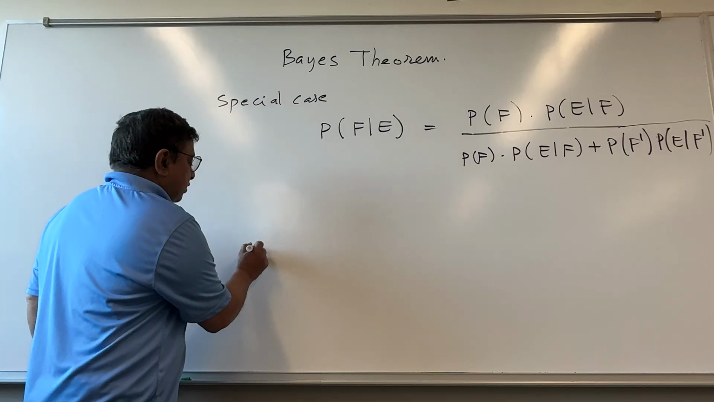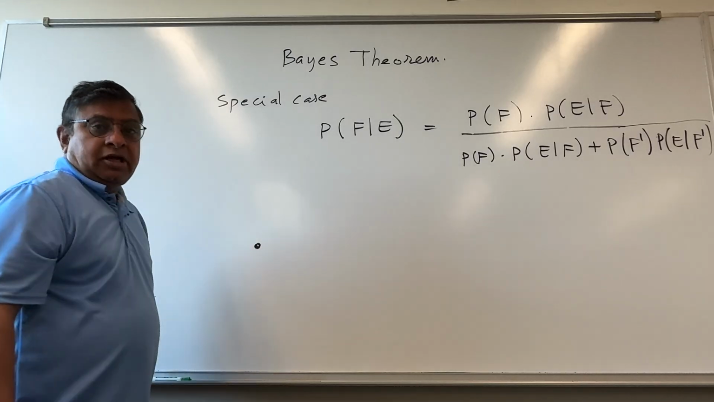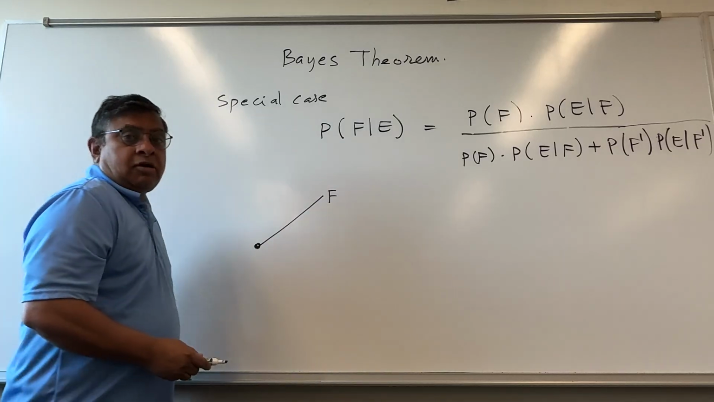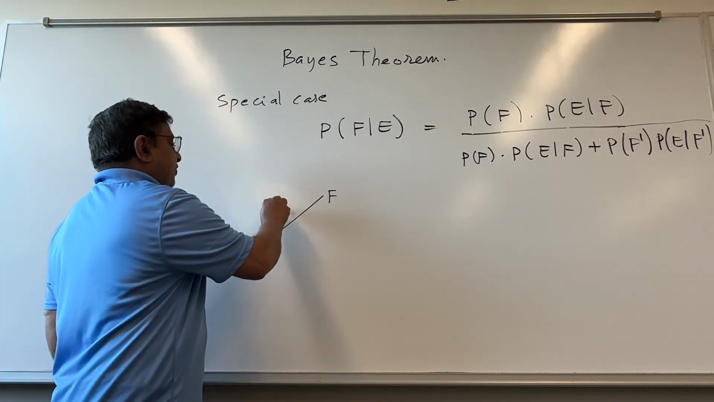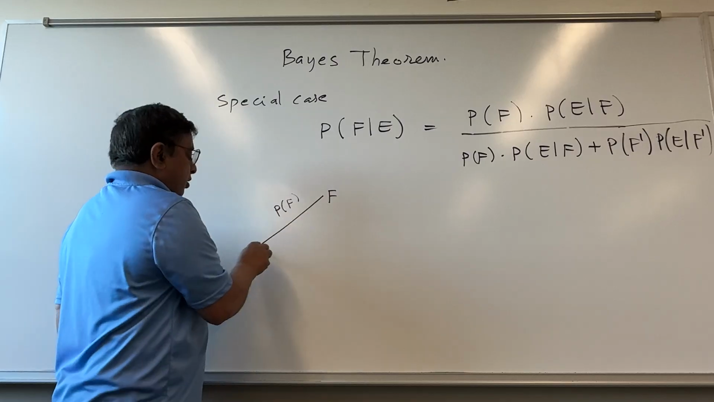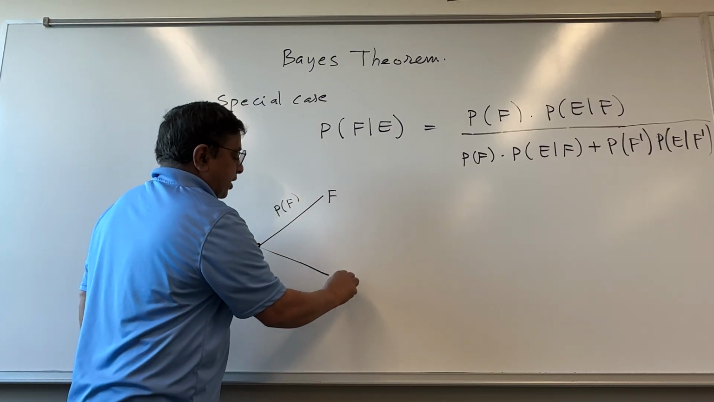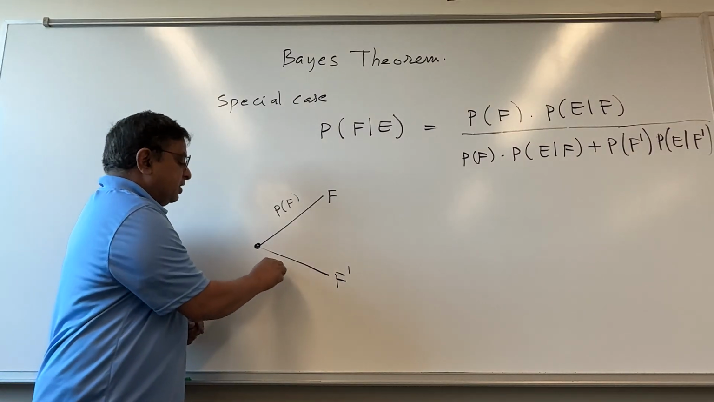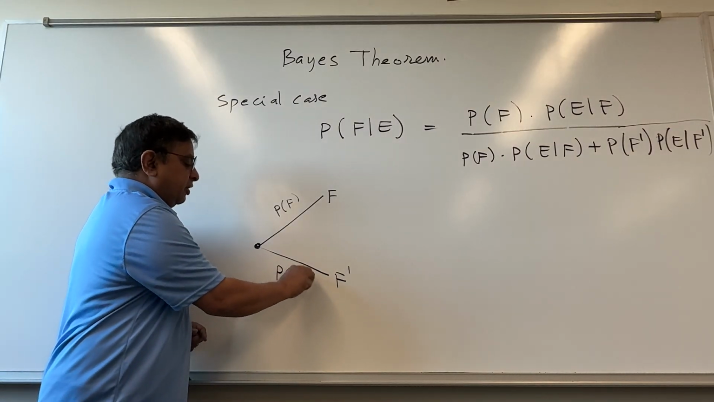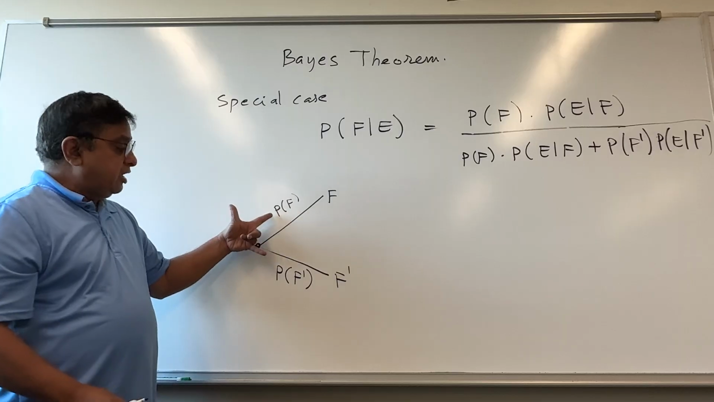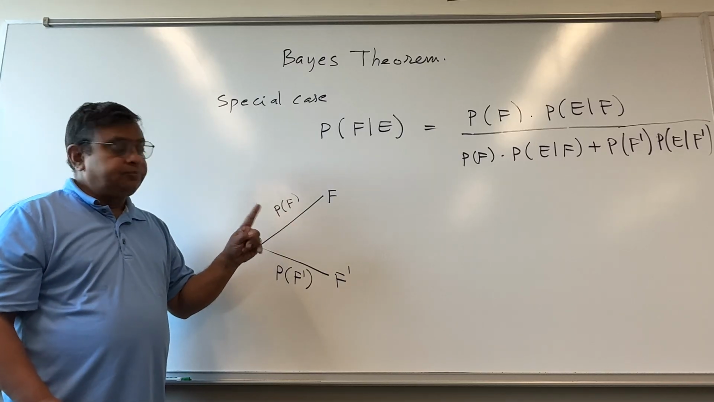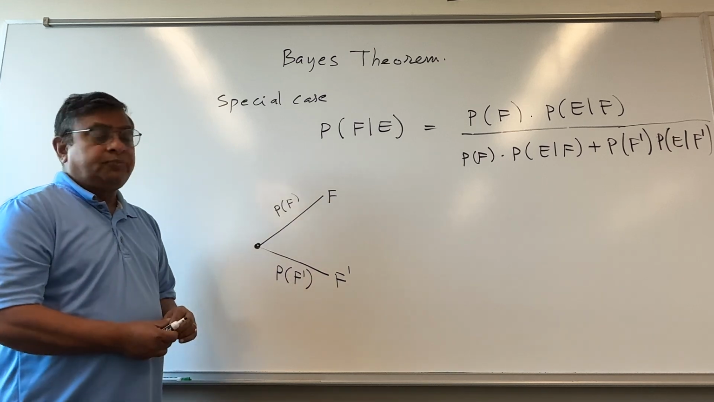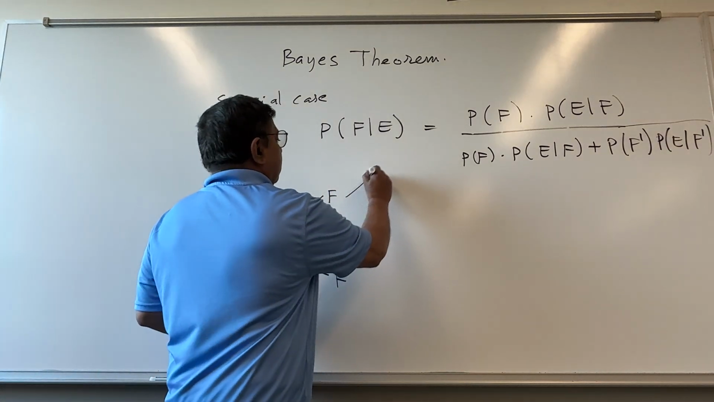So for the tree diagram, you have the start, and F could happen, with the probability of P of F, or the complement of F could happen. The complement is F prime, and the probability of that happening is P of F prime. And when you add these two numbers, you should get 1. When you add PF plus PF prime, that should give you 1. And then followed by E.